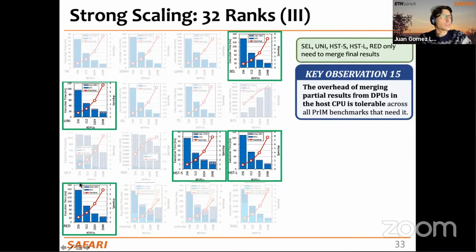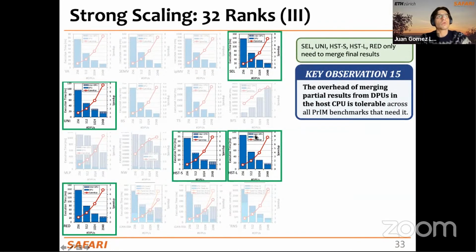These particular 5 benchmarks, they only need to merge final results. So the overhead of merging these final results is tolerable. The good thing here is that when merging the final results, we only need to do DPU to CPU transfers. There is not much inter-DPU communication, and the overhead of this merging of partial results on the host CPU is tolerable.